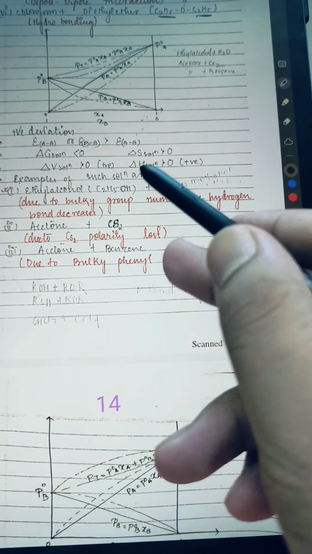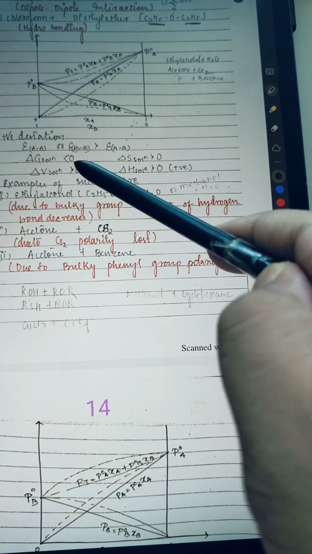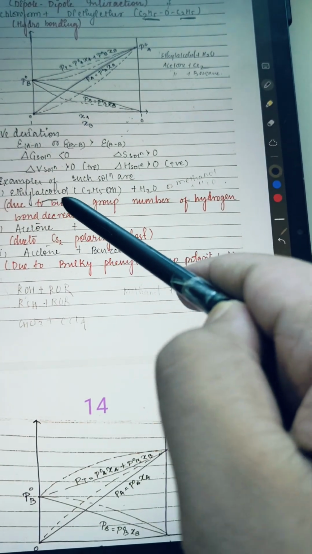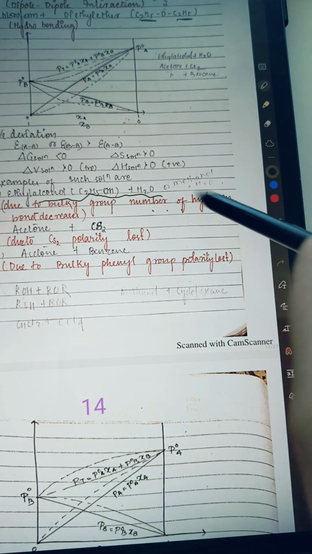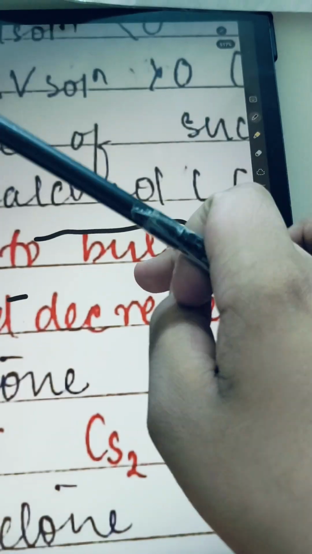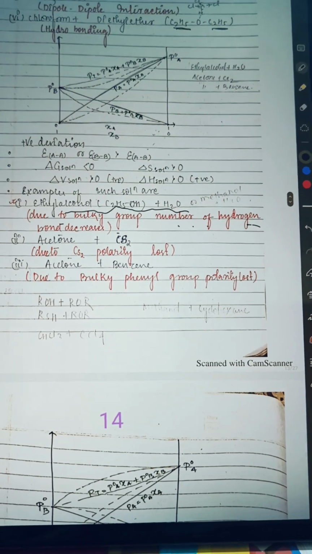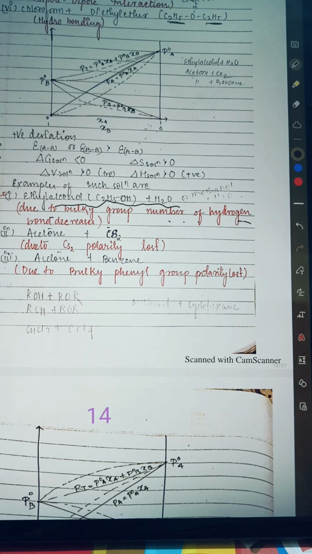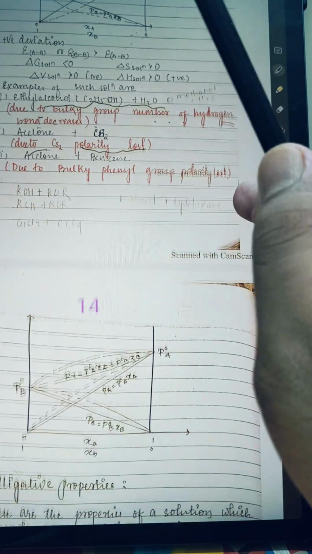Okay, examples of such solutions: ethyl alcohol C2H5OH plus H2O, due to the bulky group the number of hydrogen bonds decreases. It is telling that due to the bulky group of C2H5OH plus H2O, hydrogen bonding decreases. Now acetone plus CS2, due to CS2 polarity is lost.